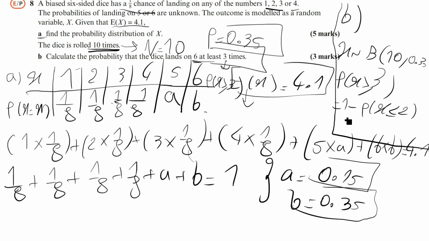By doing this and using your calculator's binomial CD function, you will get 0.7384 to 4 decimal places as your answer. So this is the answer of part B.